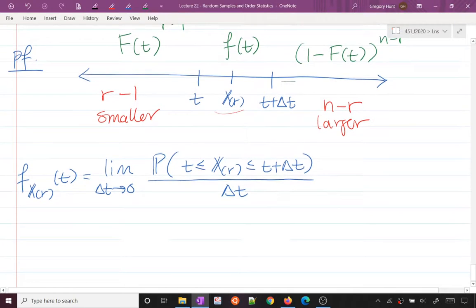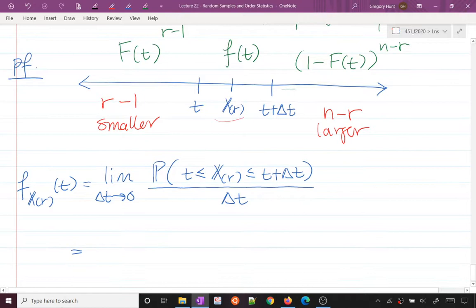So that's the kind of initial argument. You could write it a little bit more formally, but there's not a huge reason to do that. Basically, we can write it out. A little more formally, this should be t plus delta t, because we want them bigger than t plus delta t. Otherwise, that's okay.